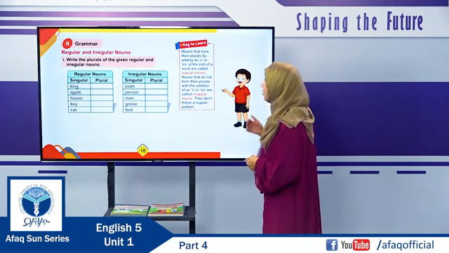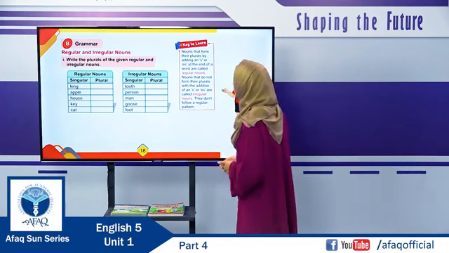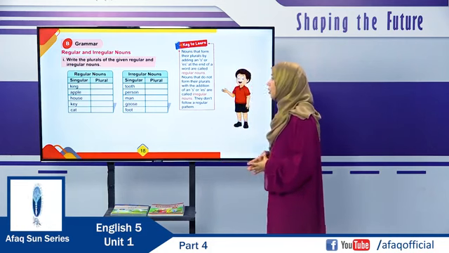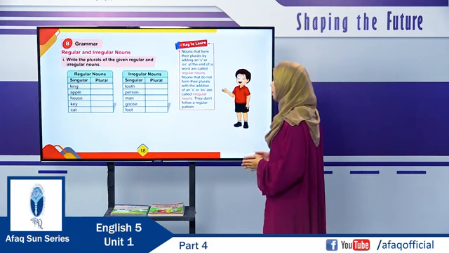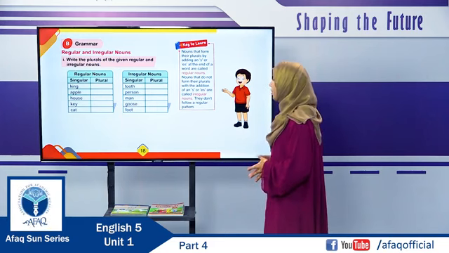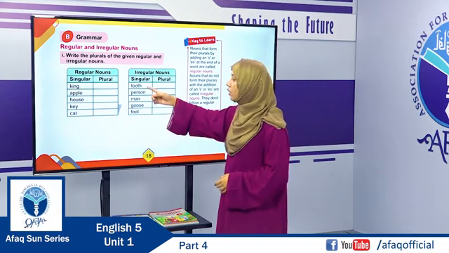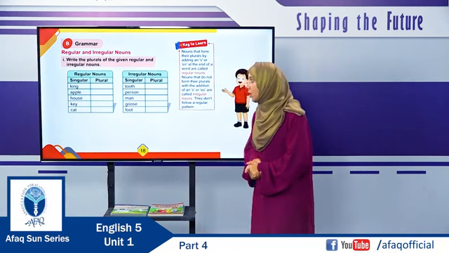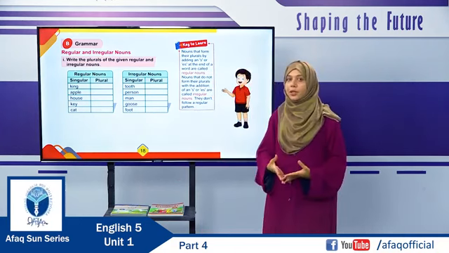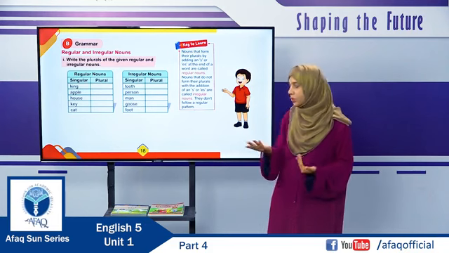Now let's see what an irregular noun is. Nouns that do not form their plurals with the addition of an S or ES are called irregular nouns. They don't follow a regular pattern. For example, there are nouns such as tooth, man, goose, etc. These are irregular nouns and they do not follow the regular pattern of forming plural nouns.